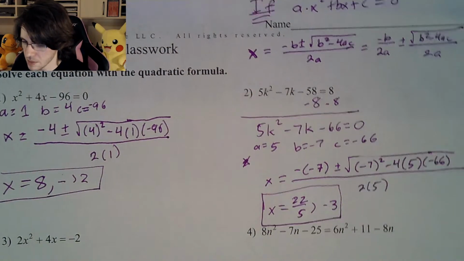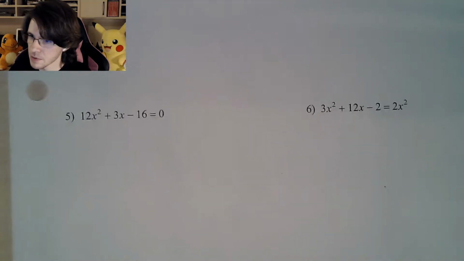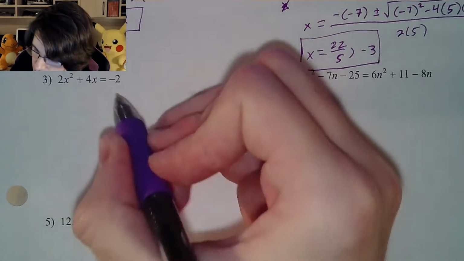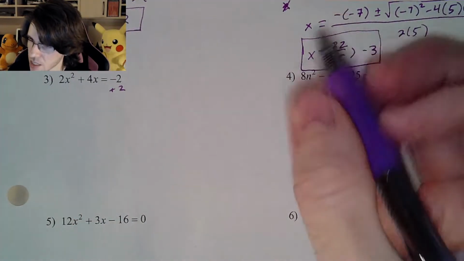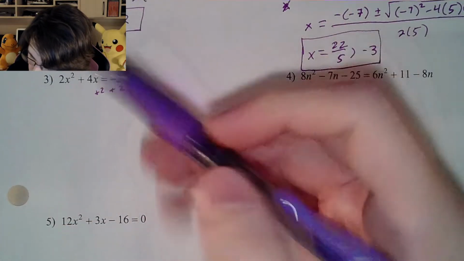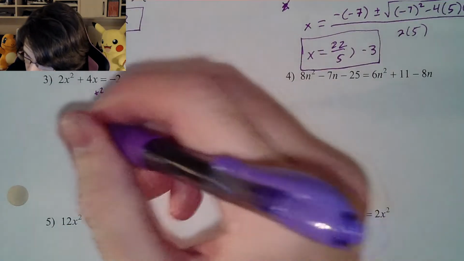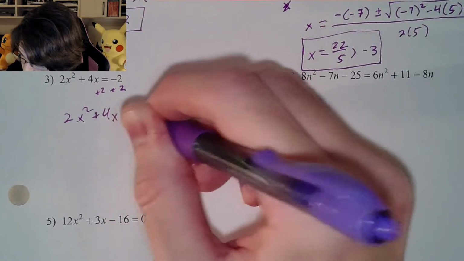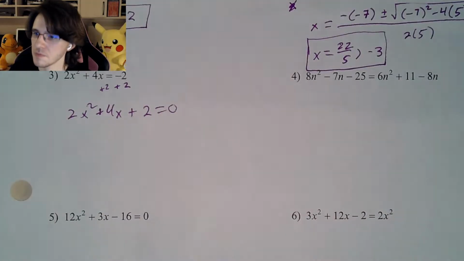Continuing on, we're on to problem number 3. Problem number 3 is almost exactly the same in nature as problem number 2. So again, it's just more practice of the same kind. We're going to go ahead and add 2 to both sides. Remember that even though there's no 2 to add, that's okay. We're just going to go ahead and make a slot for it. 2x squared plus 4x plus 2 equal to 0.